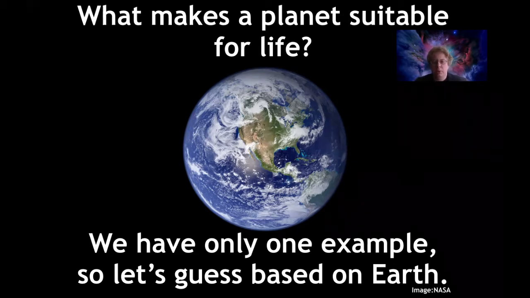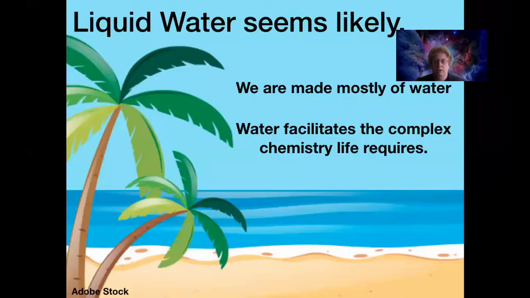Now, we only have one example of life in our universe, our own Earth. So, we have to be a little bit modest in whether we believe definitively whether or not our guesses are true, but we may as well take a stab based on what we know about life here on Earth. And one of the most important things, of course, for life here on Earth is water. Liquid water seems likely to be a really important factor in terms of having the ability to have life on a planet. We are made mostly of water, and water facilitates the complex chemistry that life requires.